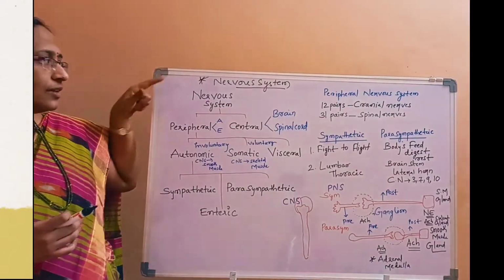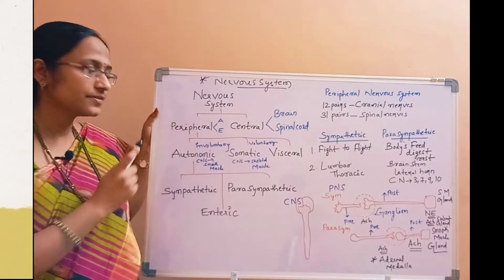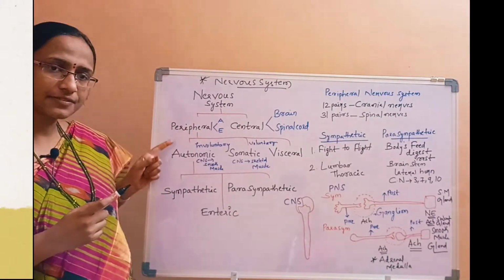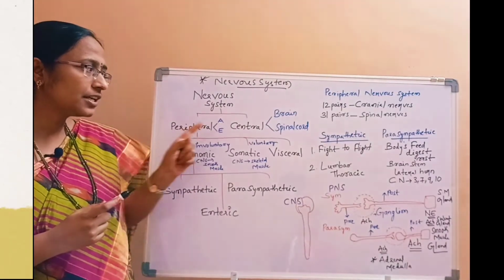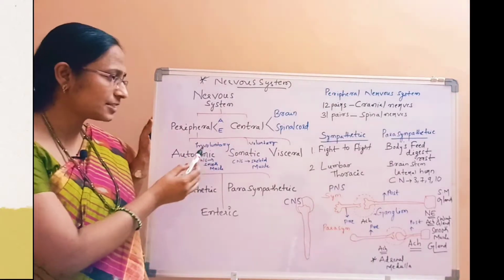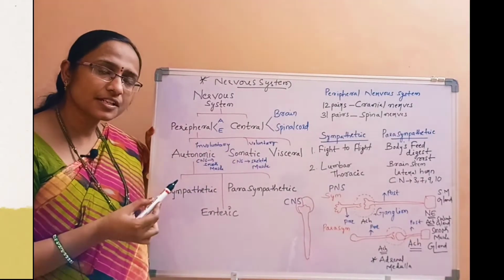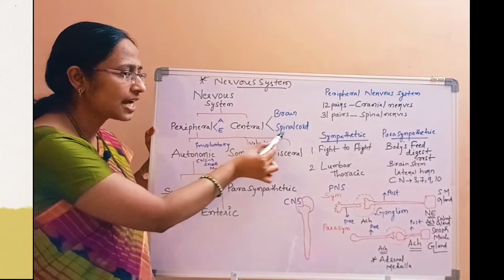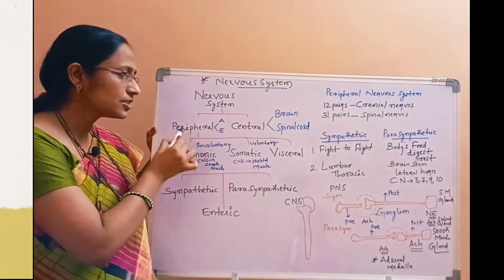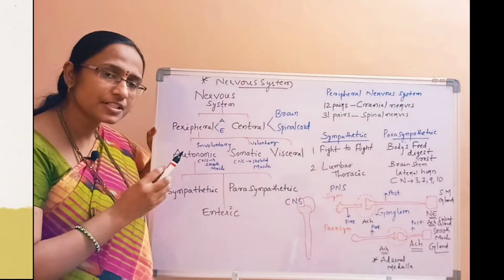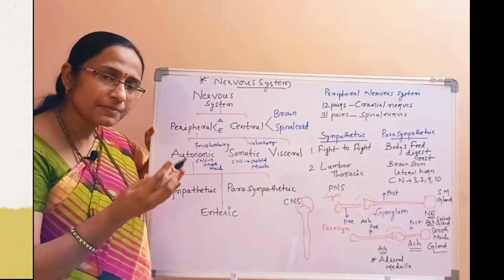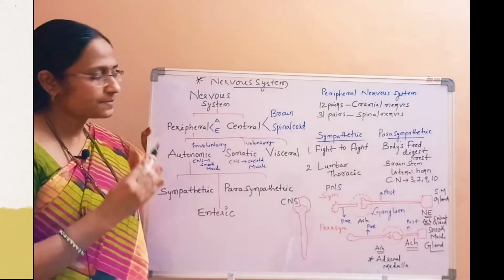So first we see what is the basic classification of the nervous system. Here we can classify the nervous system into the peripheral nervous system as well as the central nervous system. The central nervous system is made up of the brain as well as the spinal cord. Coming to the peripheral nervous system, it is outside the brain as well as outside the spinal cord.